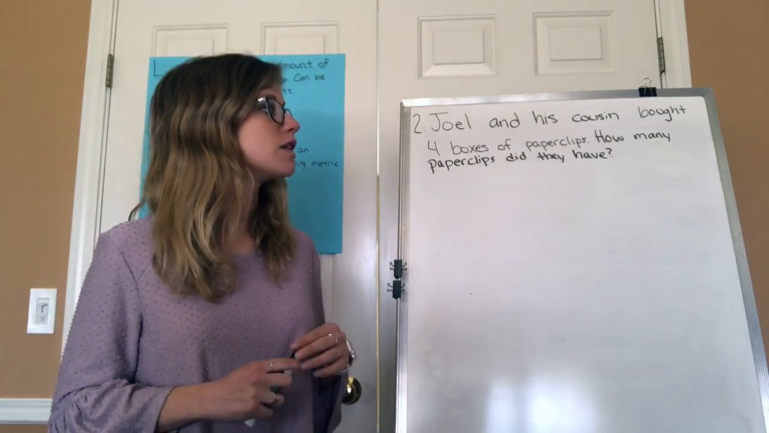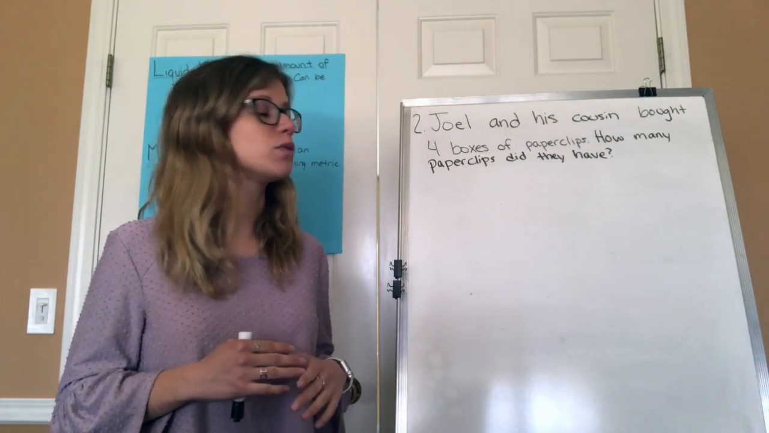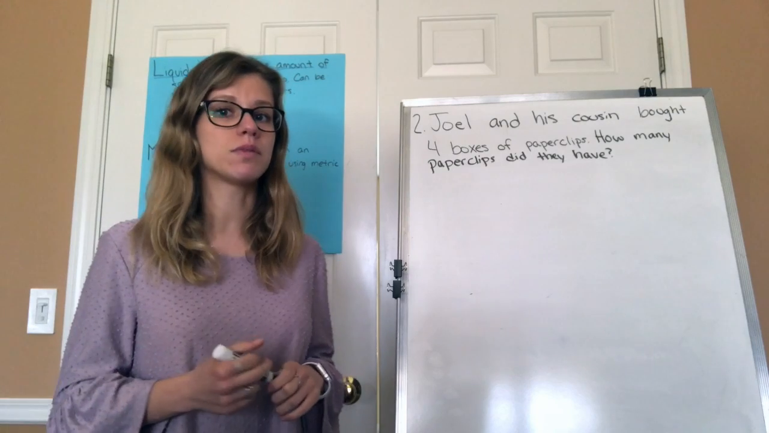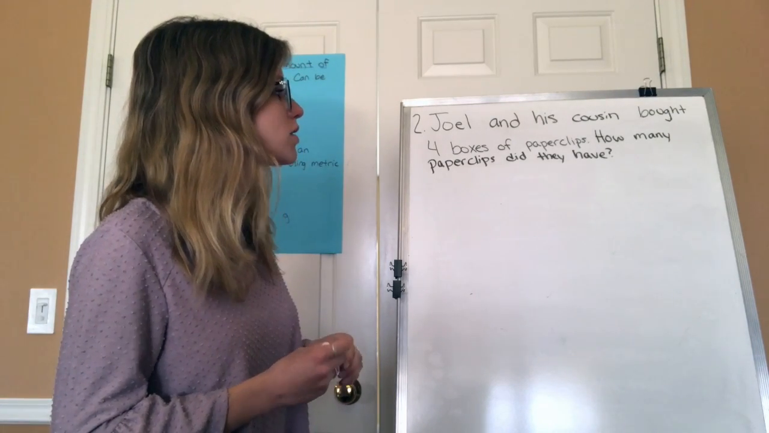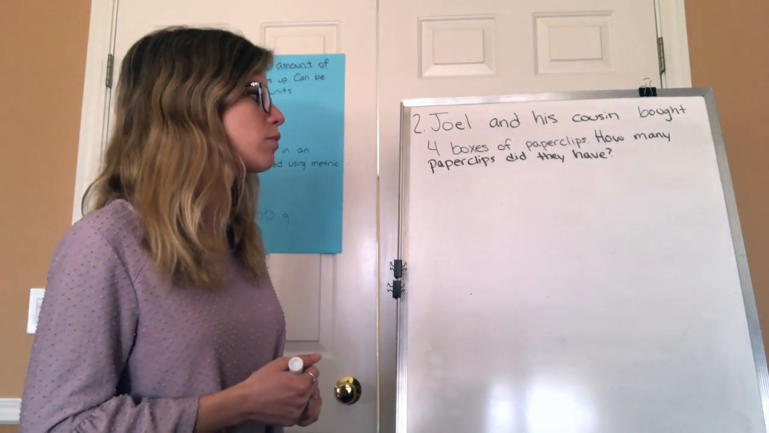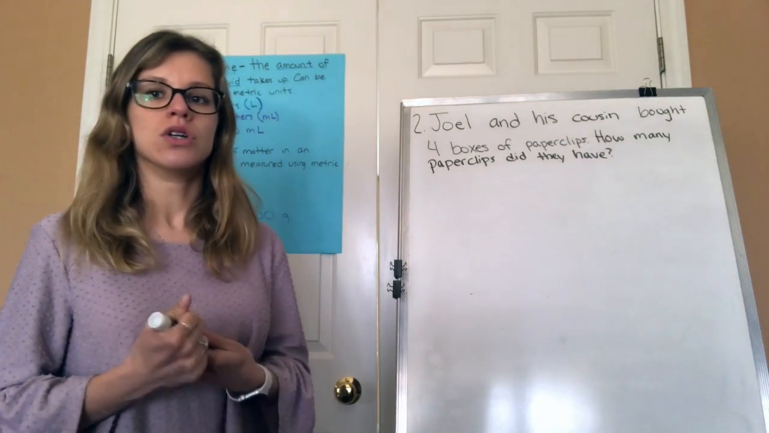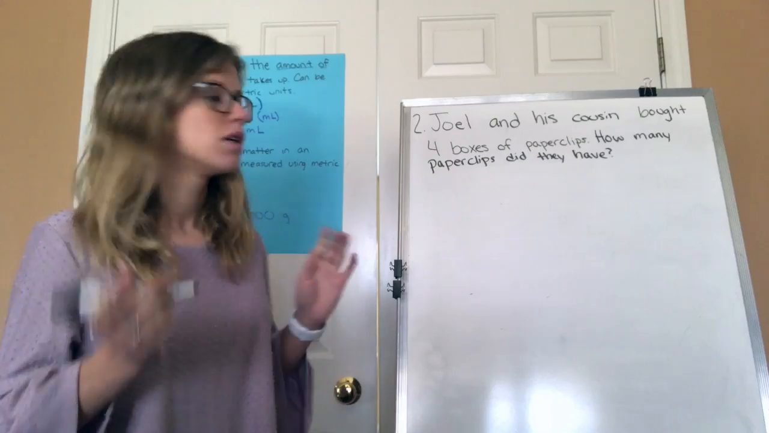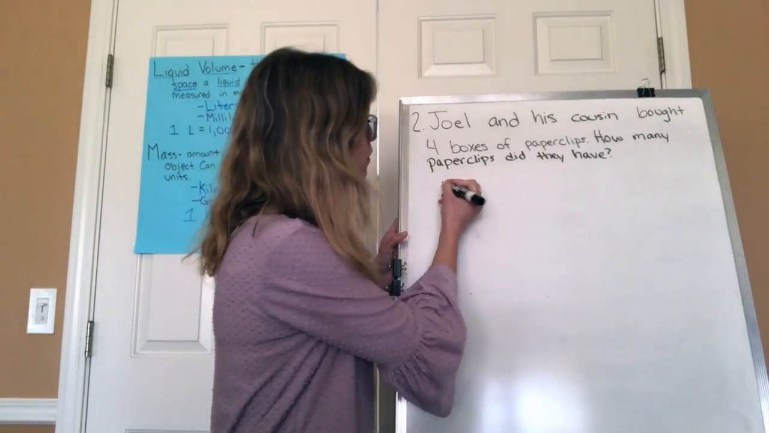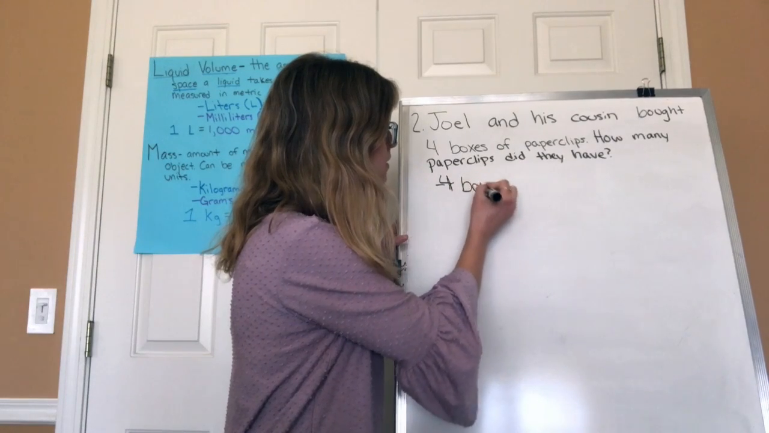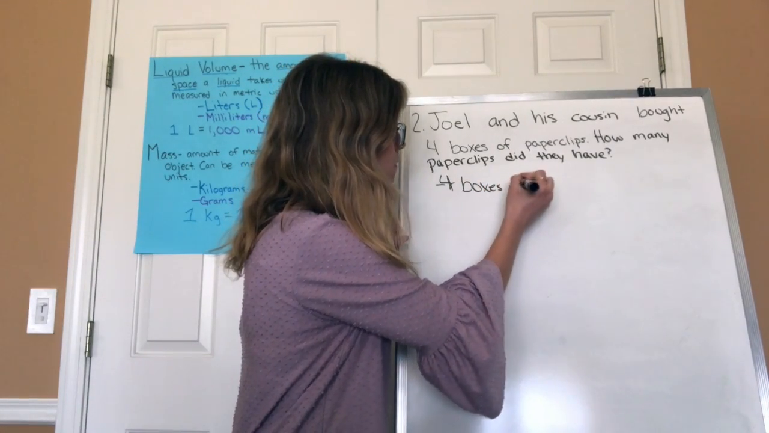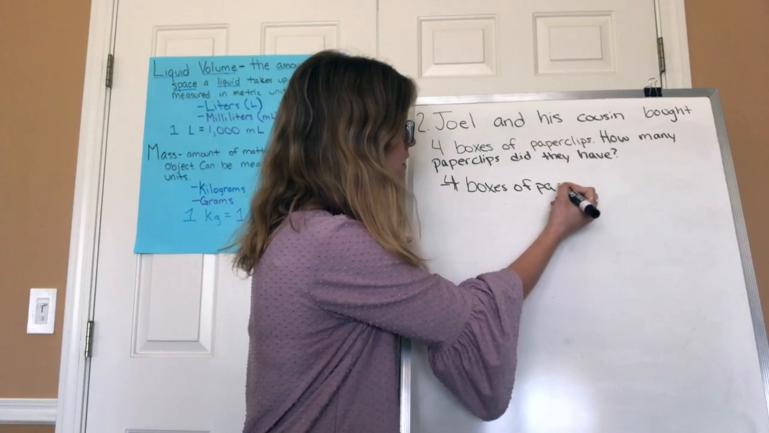So one of your problems yesterday, which was for your half day, which was with paperclip problems. Number 2 says, Joel and his cousin bought 4 boxes of paper clips. How many paper clips did they have? So I'm going to first see that they have 4 boxes of paper clips, and it's asking us how many did they have.